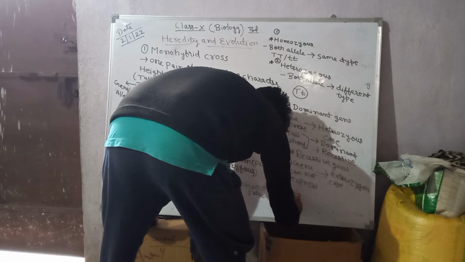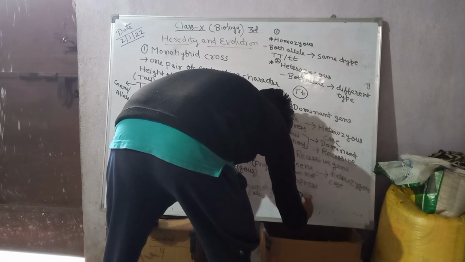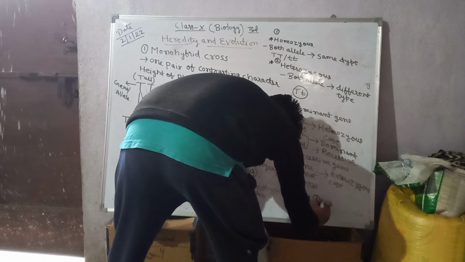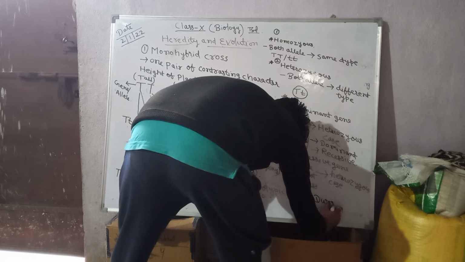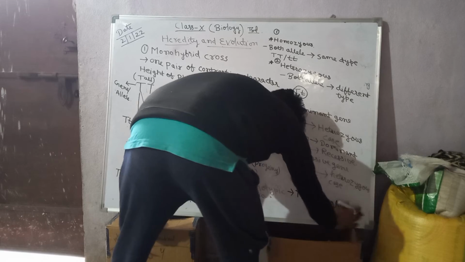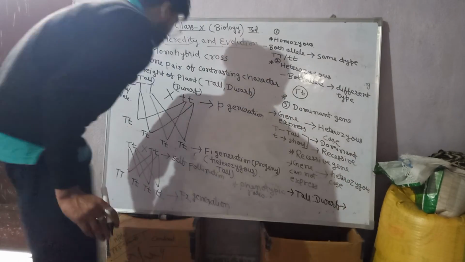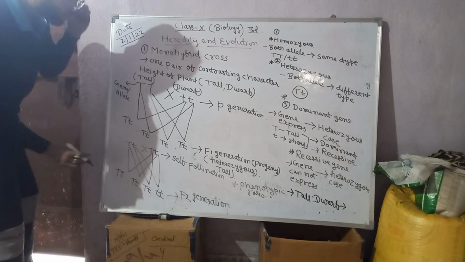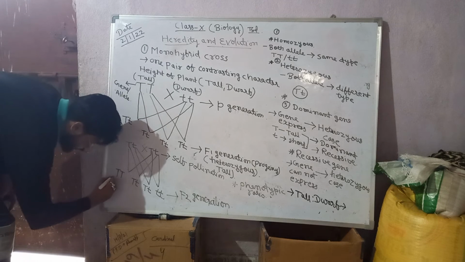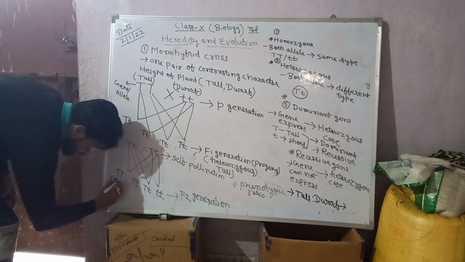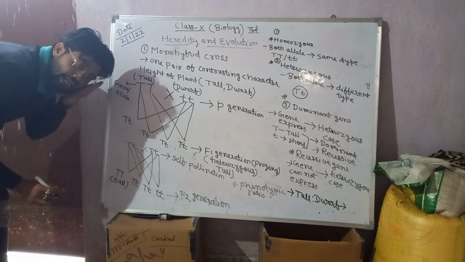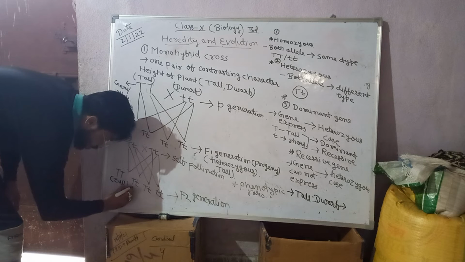Here one is the tall and the second one is the dwarf. So we have to find the ratio of these two traits, tall as well as dwarf. So how much percent tall here? As you know that capital T means it is tall. Capital T, small t. So here capital T is dominant, so it is tall.